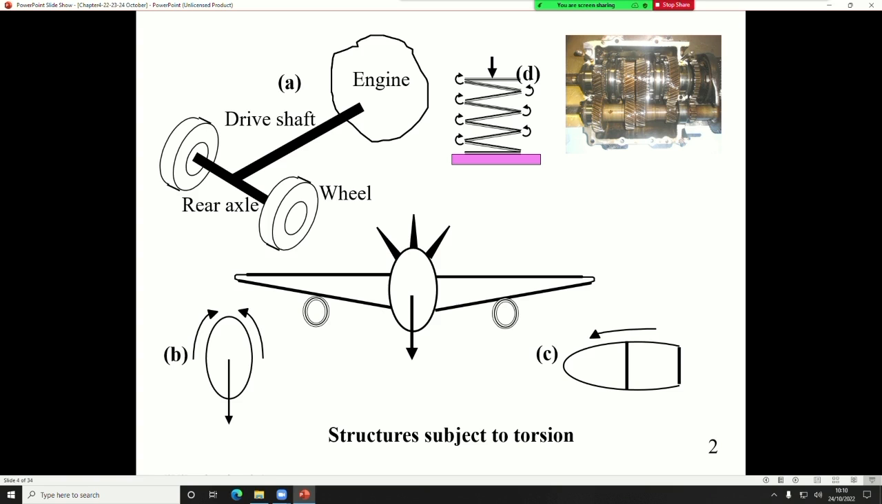The closed section could be single cell, as you can see on the left-hand side, the fuselage is single cell, and you can see the wing section is a double cell. So these are different examples of structures which are subject to torsion.